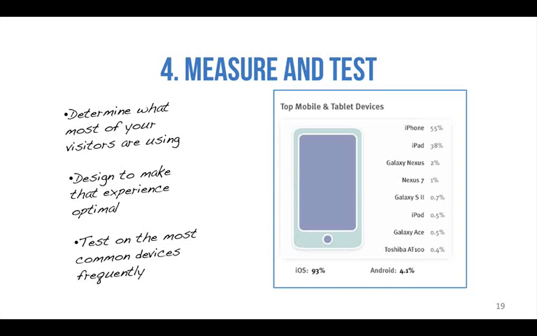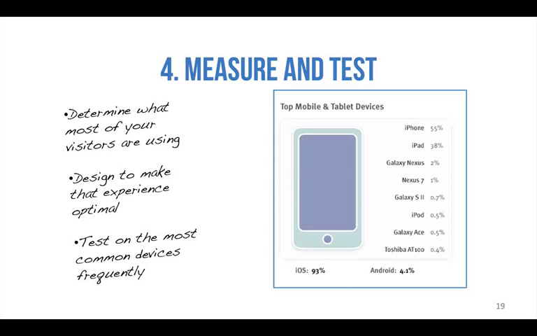All right, number four is to measure and test. The beauty of doing anything online, and maybe the scary thing, depending on who you are, is that everything is very, very measurable. You can get data about everything online: what people are doing when they're visiting your site, how long they are there, what kind of device they are visiting from, what actions they took. So you want to use that information to your advantage.